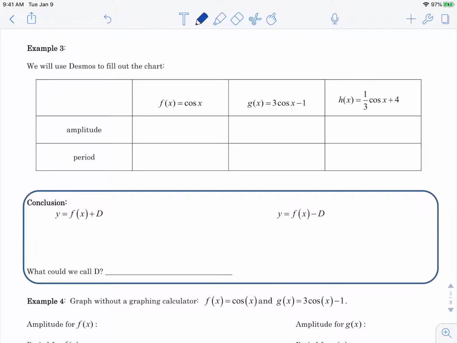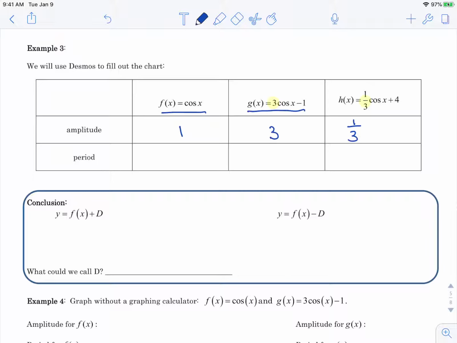So taking from what I learned on the last video, if I look at this equation, I know my amplitude is 1. And if I look at this equation, I know, just hopefully from the last video, because of that 3 in front, my amplitude is 3. And on this equation, I know my amplitude is 1/3.